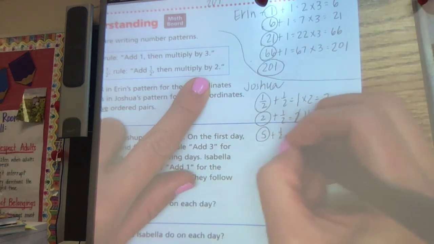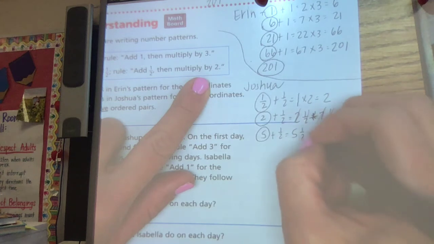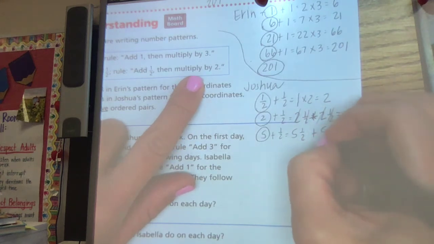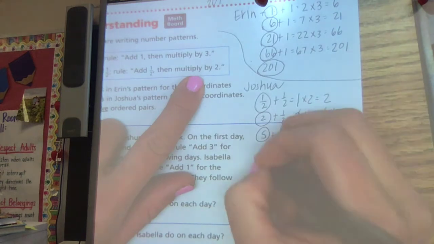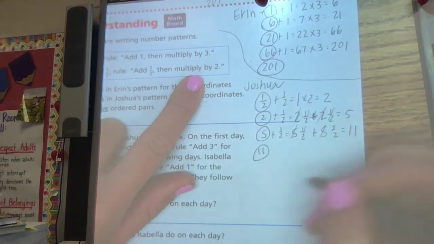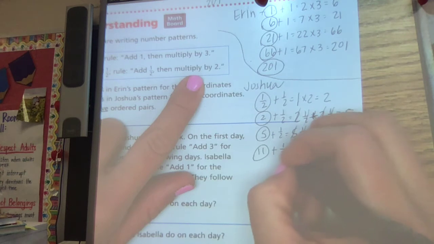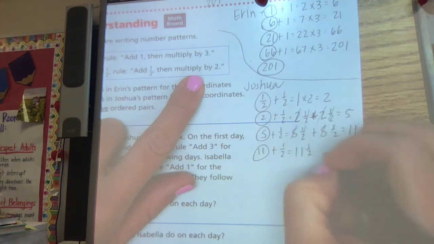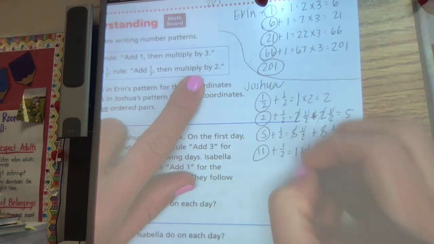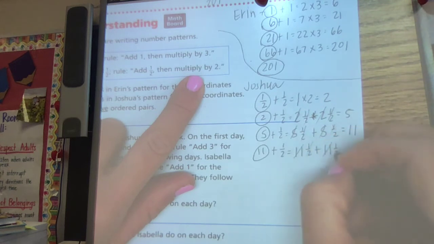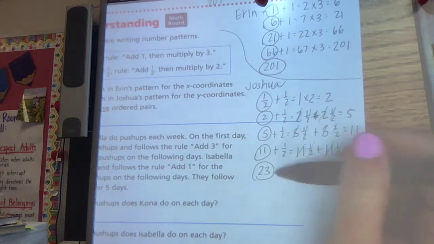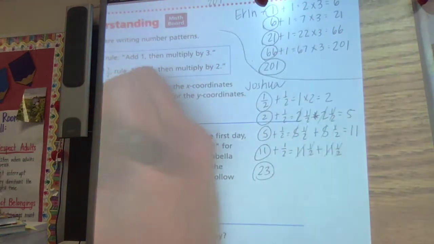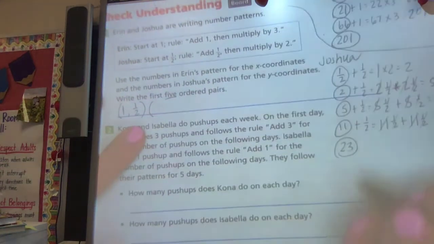5 plus a half is 5.5 times 2, or I like to add them to each other. 5, 10, 10.5, 11. And last one, that would be 11.5. 11, 22, 22.5, 23. So now I have 5 of his and 5 of hers. I can keep writing my ordered pairs.